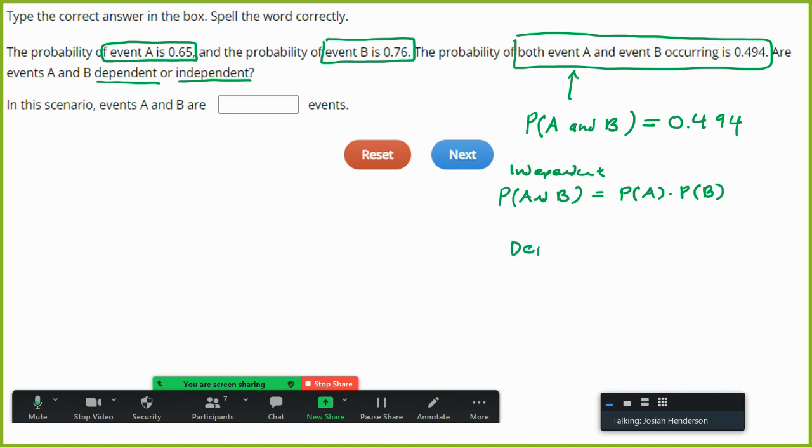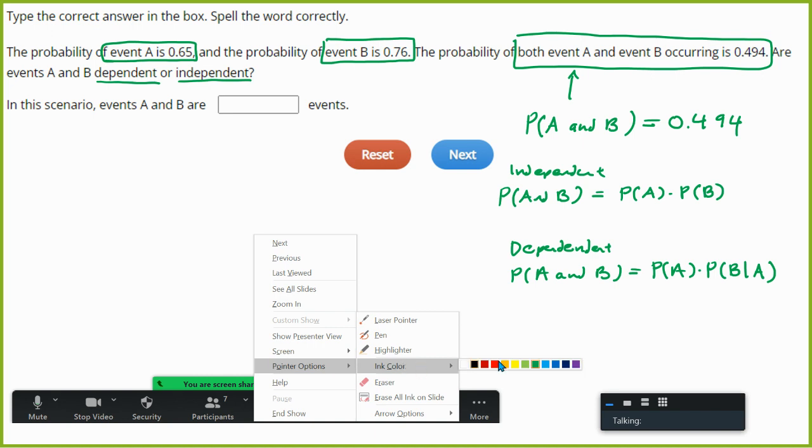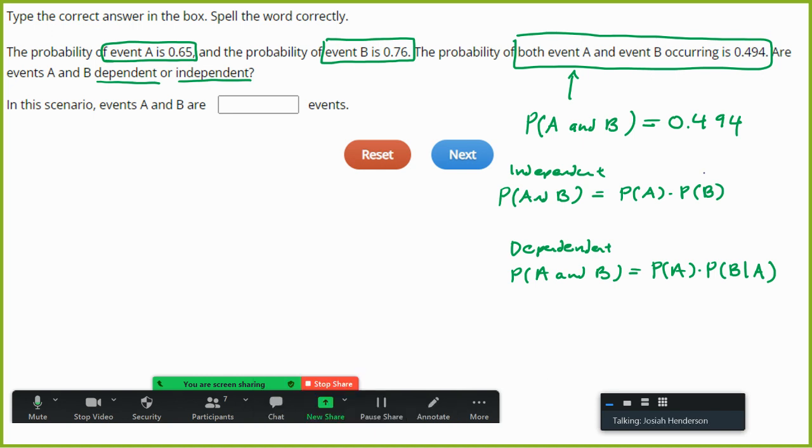And then our other option is if the cases are dependent on each other. The beginning looks the same, but this time it's the probability of B given A. Basically, if the two separate probabilities multiplied together equal 0.494, then it's independent.